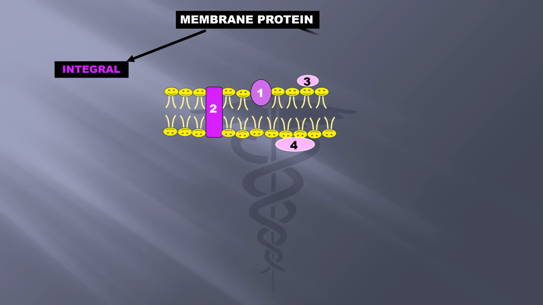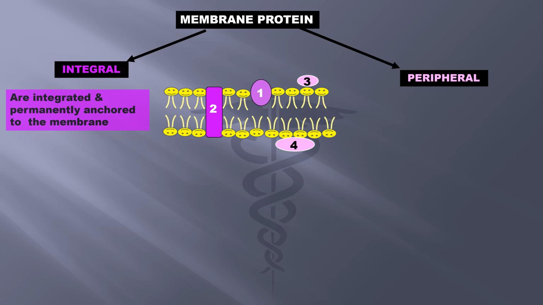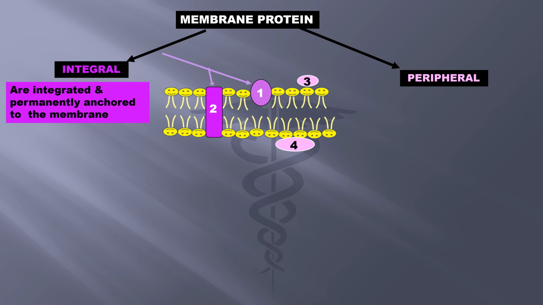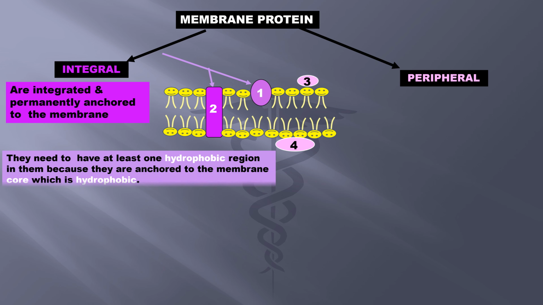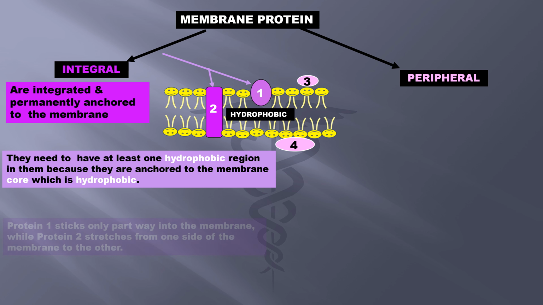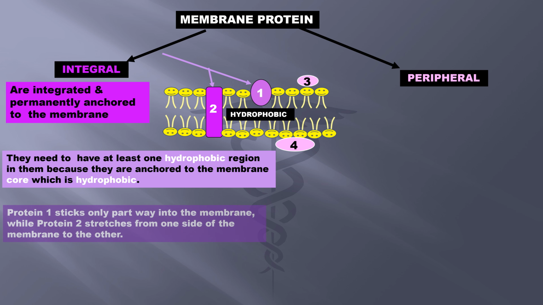1, 2, 3, and 4 are the membrane proteins. These membrane proteins can be integral or peripheral. Integral proteins are integrated and permanently anchored to the membrane. They are anchored to the membrane core, which is hydrophobic. So it is necessary for them to have at least one hydrophobic region.